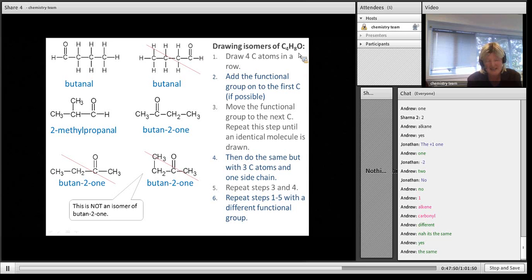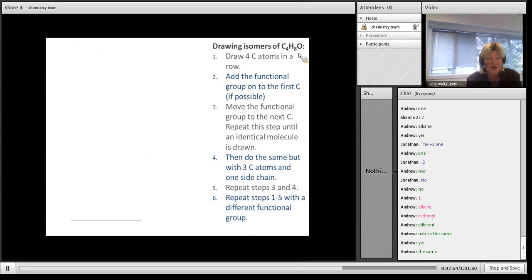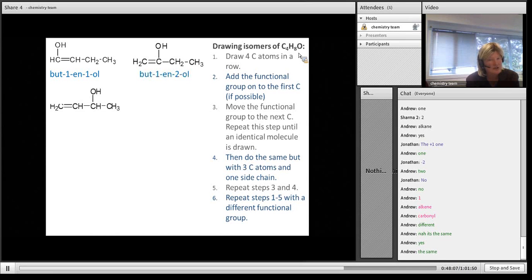But we can still do the hydroxyalkene mix, or the alcohol-alkene mix. So there's my 4 carbons in a row. I'm going to start with OH and the alkene both on carbon 1. Now I just move the OH to carbon 2. And then I move the OH to carbon 3. And look at the names. The names are always different, so it's a different isomer.